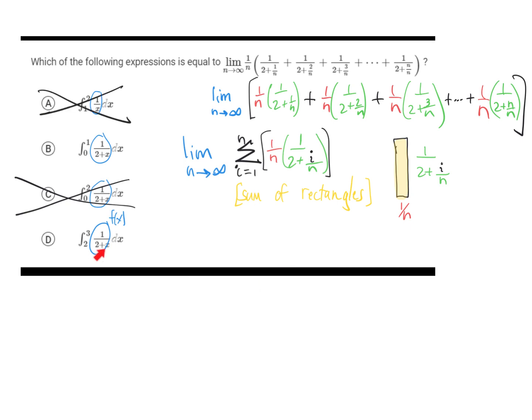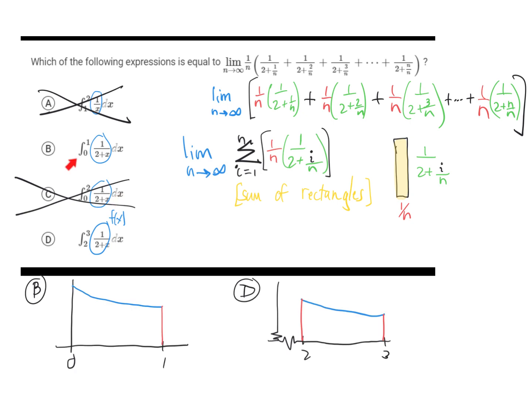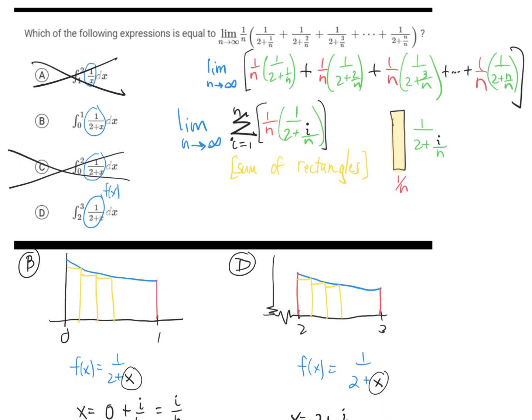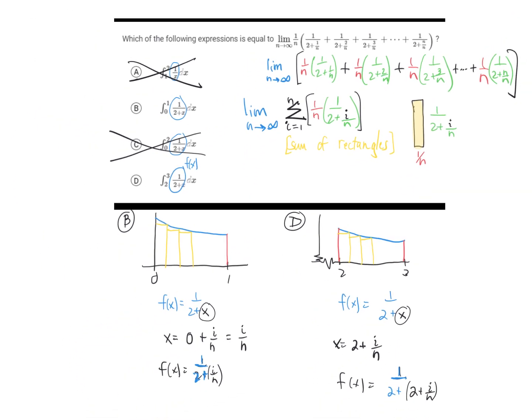Good, so we know that our function is definitely 1 over 2 plus x, and we're either starting at 0 or starting at 2. So B would be the area under a curve from 0 to 1, whereas D would be the area under the curve from x equals 2 to 3. All right, let's explore these two, starting with B.